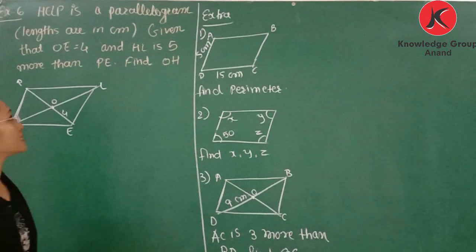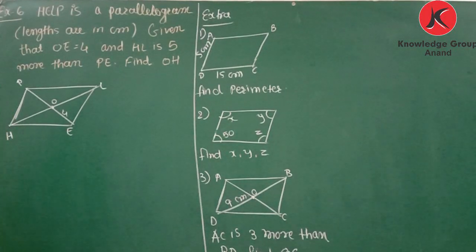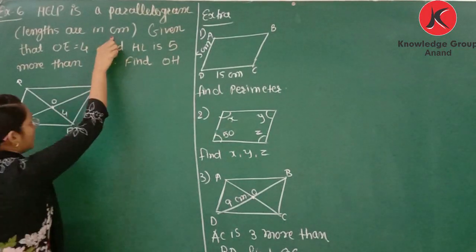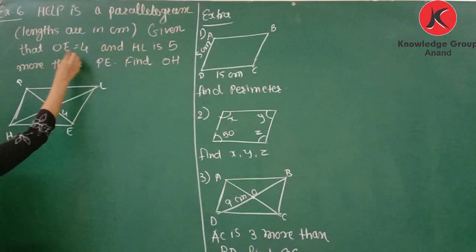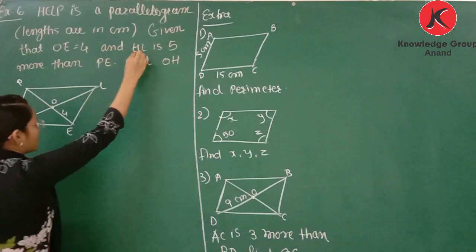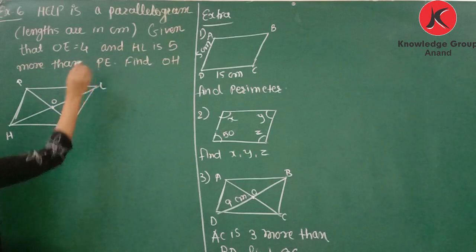Now next example 6. HELP is a parallelogram. Lengths are given in centimeters. Given that OE is 4 centimeters and HL is 5 more than PE.